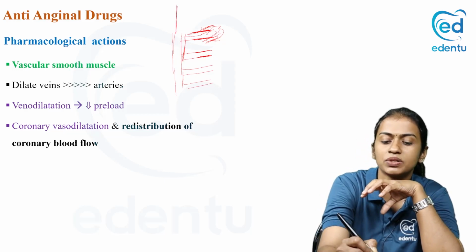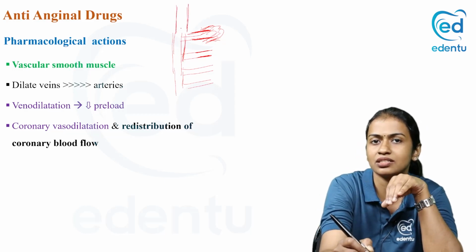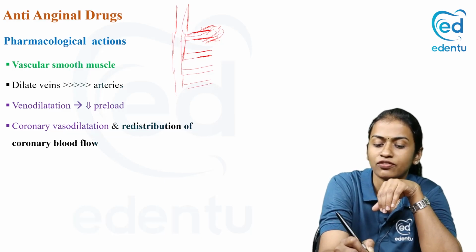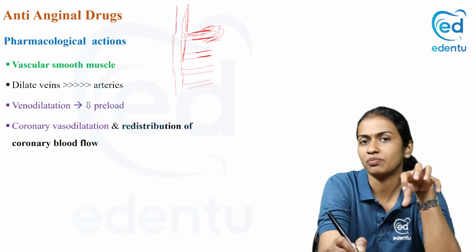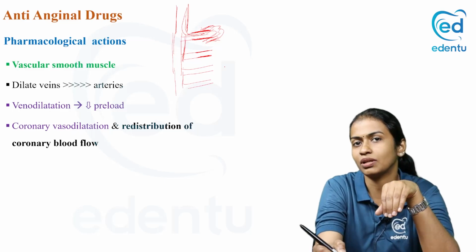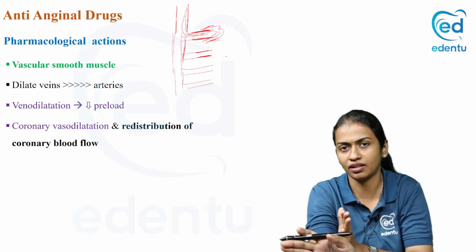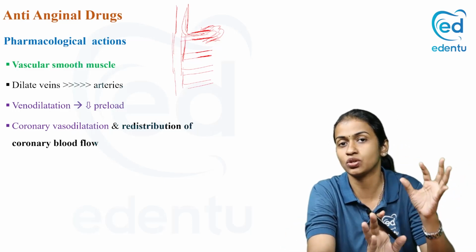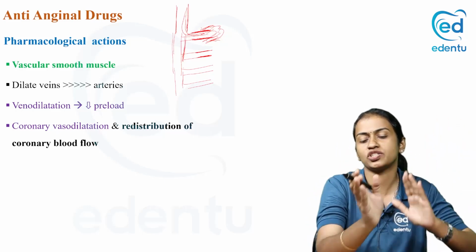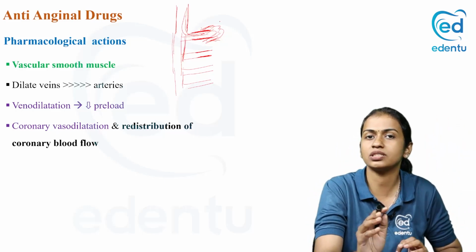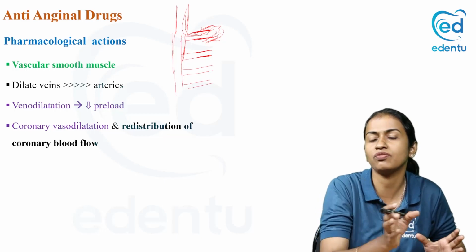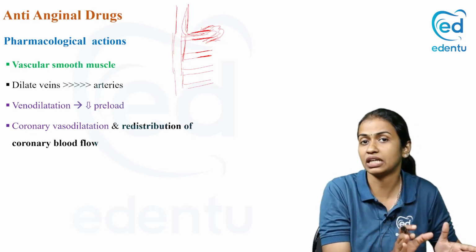Okay. So what happens if this larger conducting vessel is getting dilated? The blood flow is redirected to these comparatively ischemic areas, while the blood flow to the non-ischemic area is maintained as such. The previous levels are even reduced. That will also get redistributed to the ischemic area. So there is basically a redistribution of blood flow that is happening when you're giving nitrates.